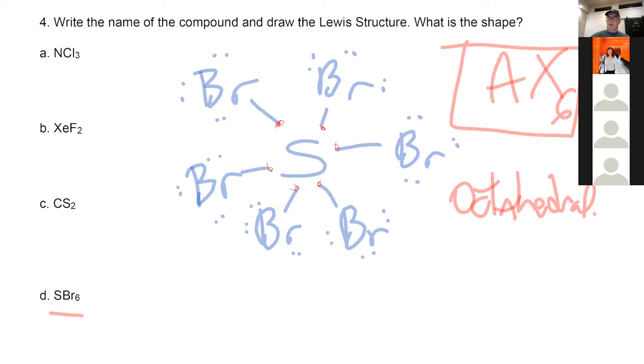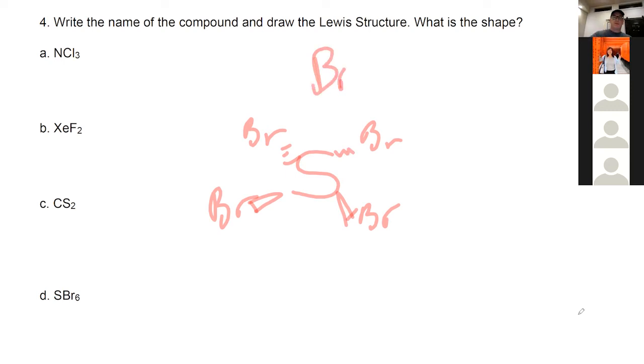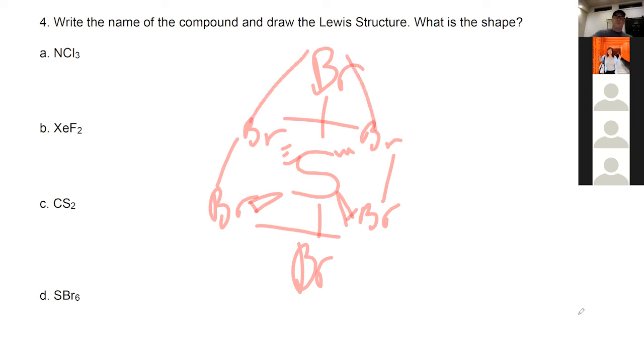So what that would look like is you would have sulfur in the middle, and with 1, 2, 3, 4, these would be coming out, these would be going behind. And then you'd have a bromine on top and a bromine on the bottom. So this would make sort of a square shape around the middle. And then basically you'd have like two pyramids stacked on top of each other.